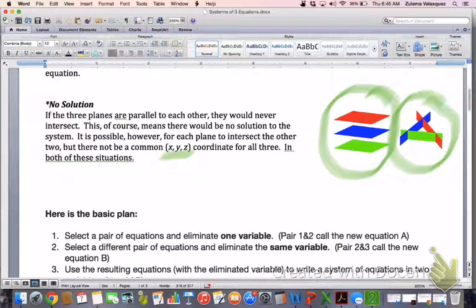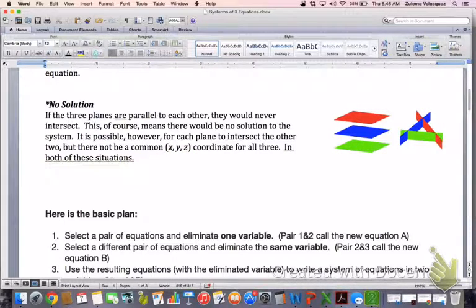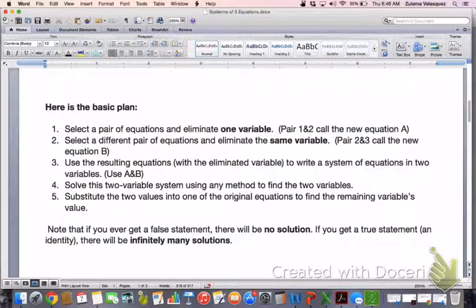All right, so let's go ahead and look at how we're going to actually solve these. So here's a basic plan, and it gets a little convoluted because there's a lot of different things we can do, and there's more than one way to do it. But I'm going to try to simplify it as best I can, just so you won't get confused.